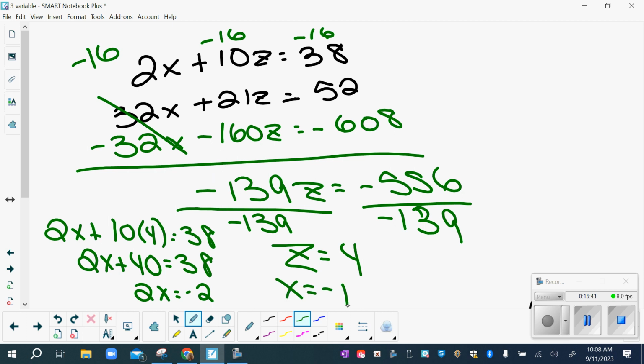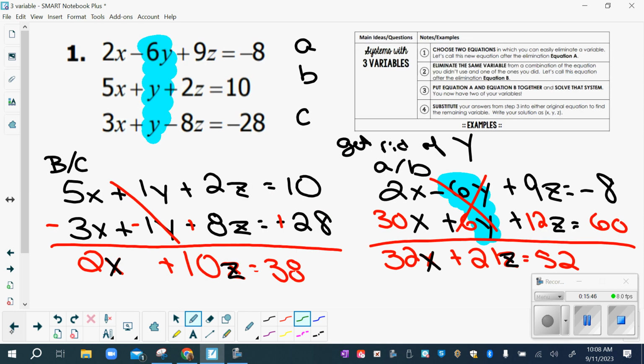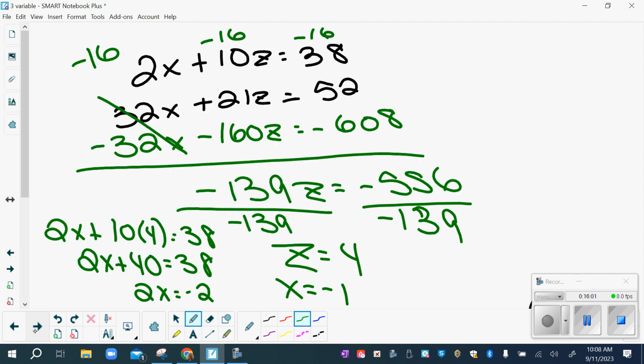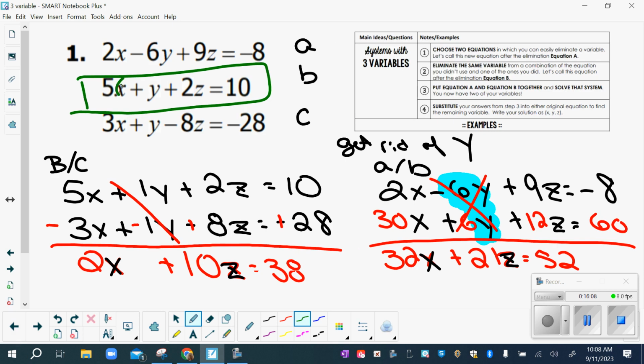I have one last thing. I've got to go back to the very beginning and plug in 4 and -1. But any of these are fair game. If it was me, I would do this one. Look how nice and little those numbers are, right? So I would take the -1 for x and plug it in right here. I would take the 4 for z and plug it in right here.